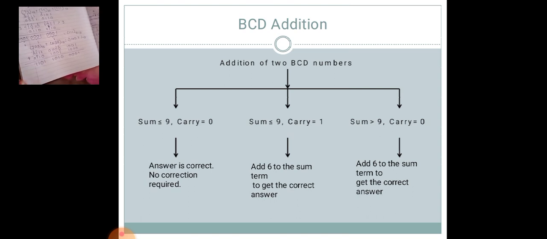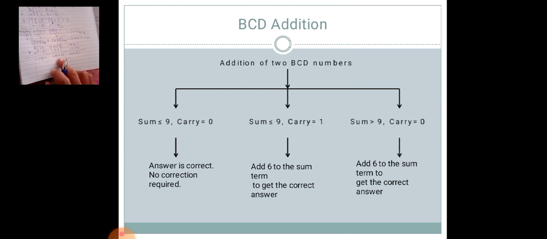Now you can see here sum is less than 9, but carry is generated here. That means second case. You can see on your screen the slide. In the slide you can see the second rule has happened here. That means sum is less than 9 but carry is generated. So you have to add 6 here also.